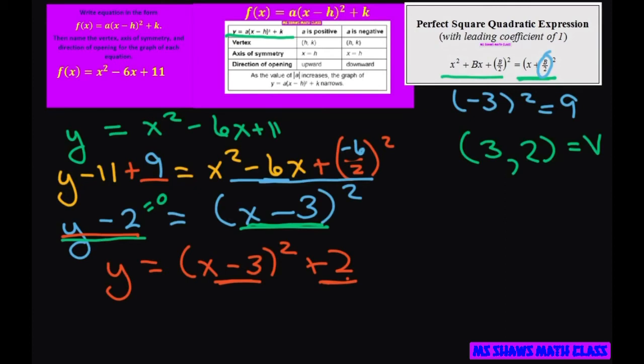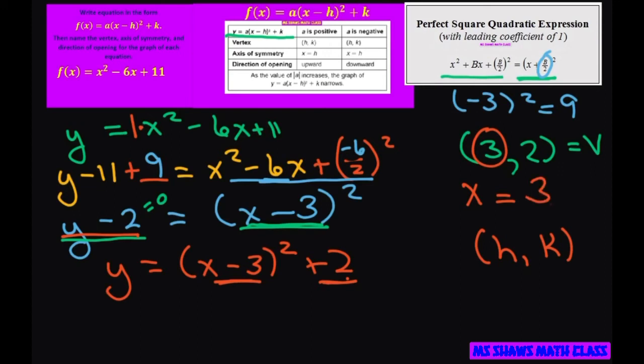Alright, so there's that. And then what do we have to do? Axis of symmetry is always your x, so it's x equals 3. And since our lead coefficient is positive, that means it opens upward. So let's go ahead, and remember our vertex is h, k, so x equals 3 here.